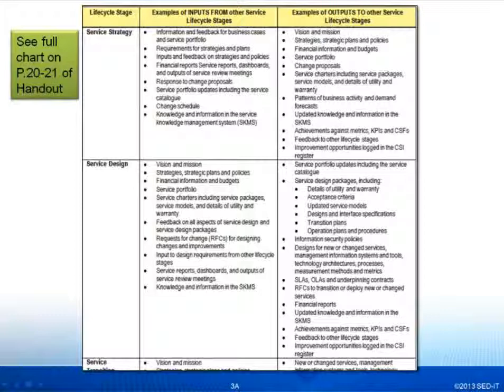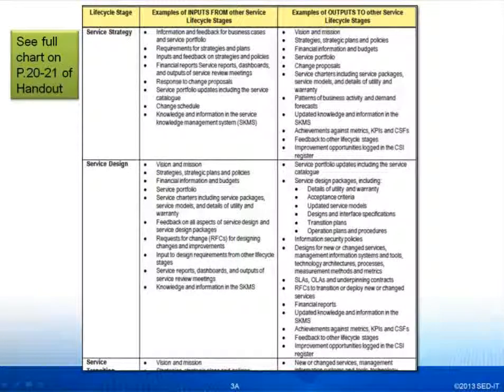So what is service strategy going to provide? They're going to provide it to all of the other life cycle phases. What does service design provide? Well, service design is going to give us service portfolio updates. They're going to give us the service design package. They're going to give us security policies. Again, think of the processes that are in service design and what are their outcomes. Well, that information is going to be provided not only to strategy, but to transition, operation, and CSI. So there's a set of information.